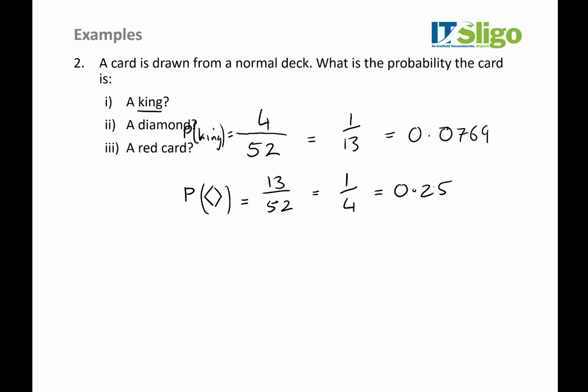What's the probability of drawing a red card? Well, 2 suits are red, so that's 26 cards, diamonds and hearts. So the probability of drawing a red card is 0.5. And again, I know these might seem really obvious, but I'm just really laying down the foundation for how we approach probability for when things get trickier.